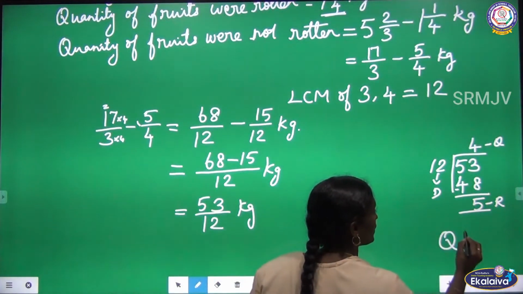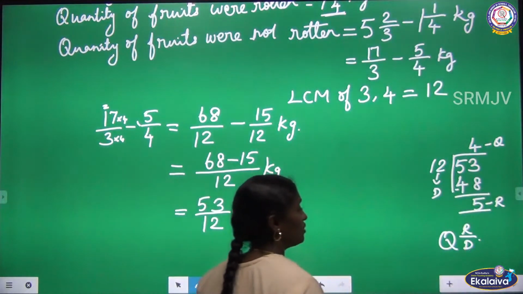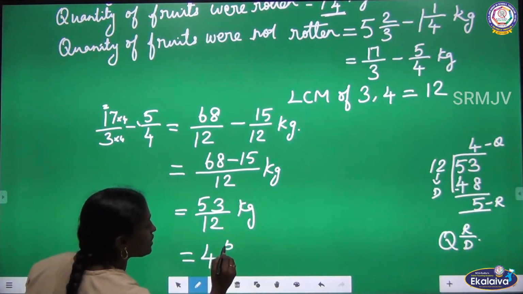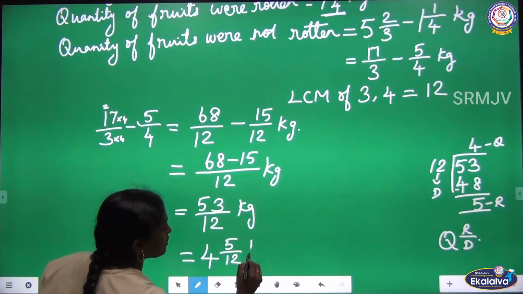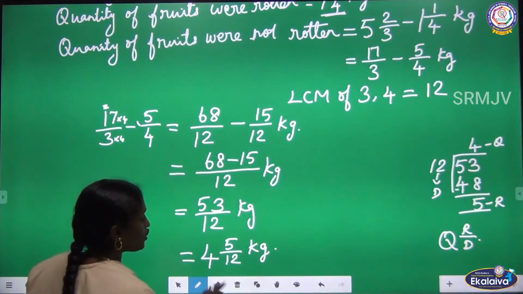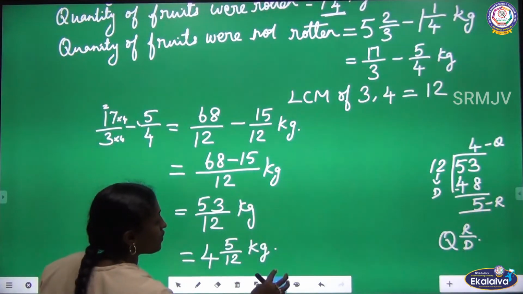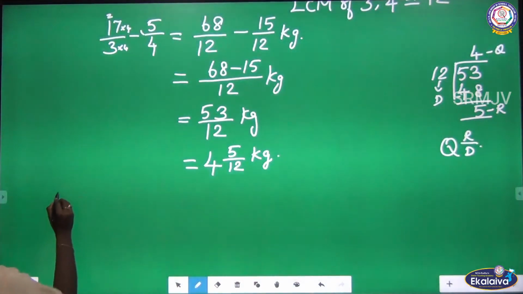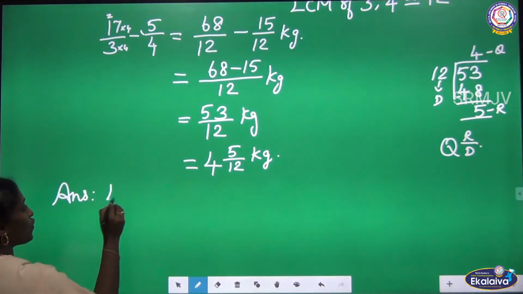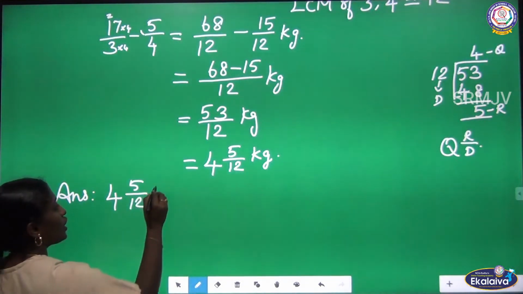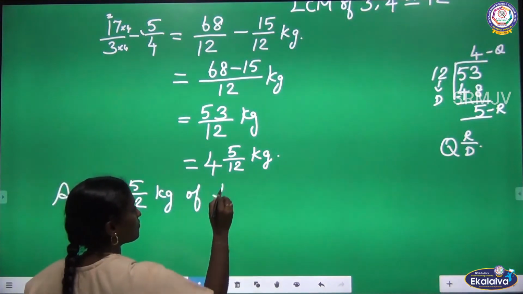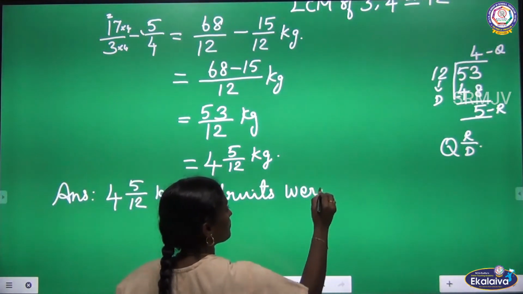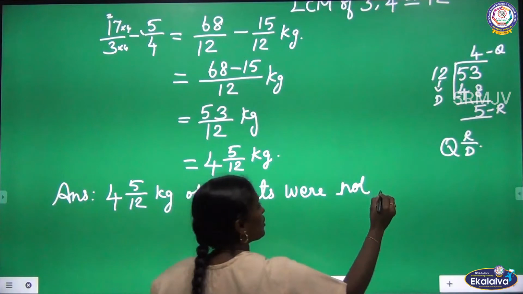Okay, so the quotient we have to write in the form of quotient remainder by divisor. So that is 4 quotient, remainder by divisor. So these kg of fruits were not rotten. Let us write the answer statement. 4 5 by 12 kilogram of fruits were not rotten.